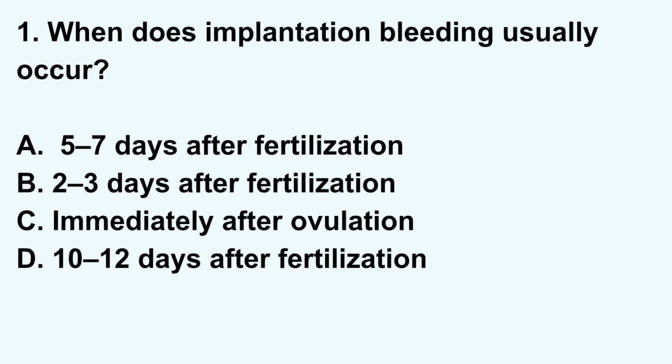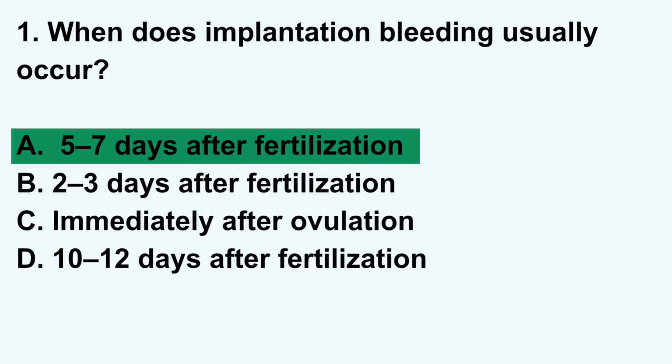When does implantation bleeding usually occur? A. 5 to 7 days after fertilization. B. 2 to 3 days after fertilization. C. Immediately after ovulation. D. 10 to 12 days after fertilization. Correct answer, A. 5 to 7 days after fertilization.